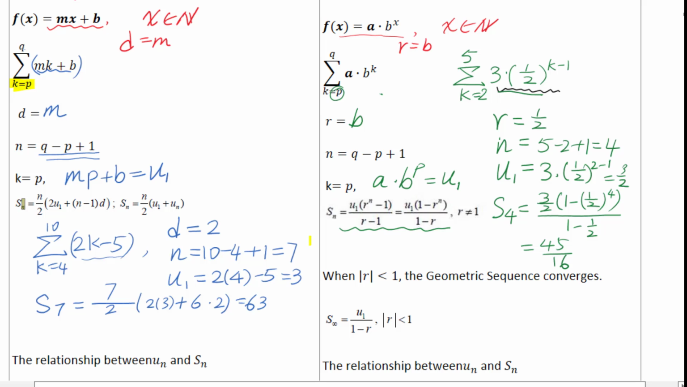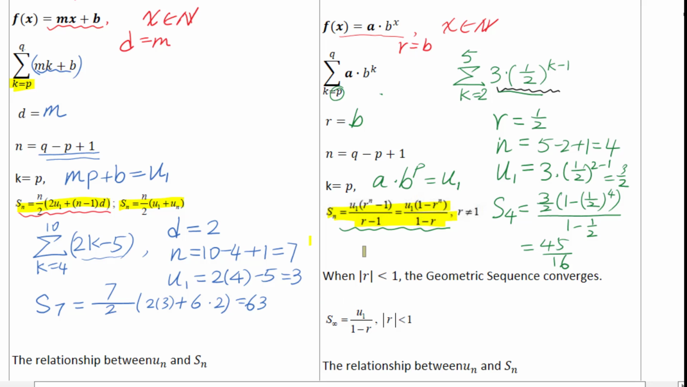The formula for arithmetic series is this one and this one. There are two formulas for geometric series. You can use either one. You will get the same answer.